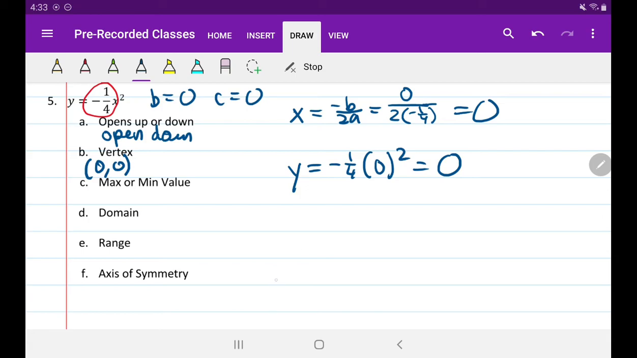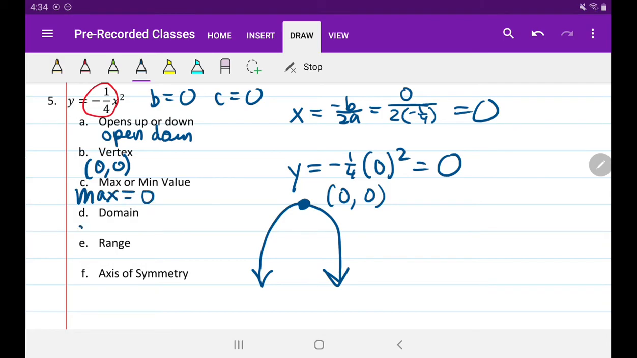So a max or a min value, well, this opens down, so we'll have a max value, right? And our vertex is there at (0, 0). So our max value is the y-coordinate of our vertex, which is 0. The domain is all real numbers. And then your range, because this one opens down, is going to be different than all the other ones we did. It'll start at -infinity, and then it'll go up to our max value of 0 and end there. And then our axis of symmetry is the same as the x of our vertex, which is 0.